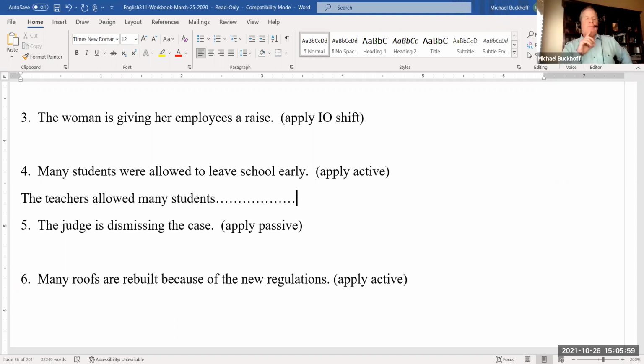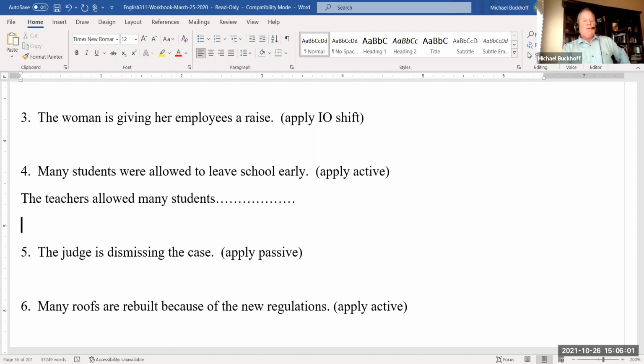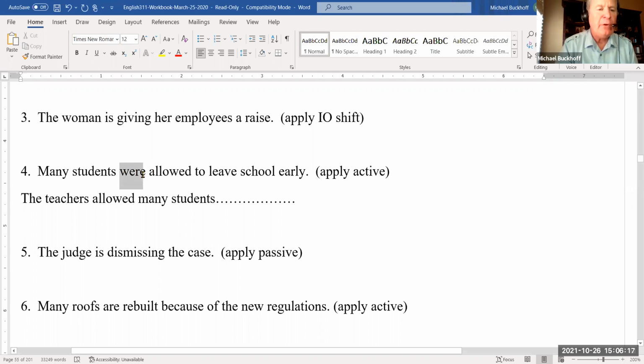So we could say that. You could say the principal, administrators, the teachers, or whatever you want, but you have to put a subject in there. The teachers allowed many students to leave school early. So we have "were" here, and then we double check, and we also have the simple past in the main verb in the active voice version of the sentence.